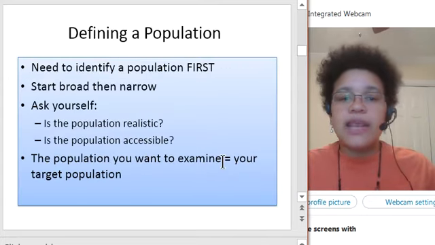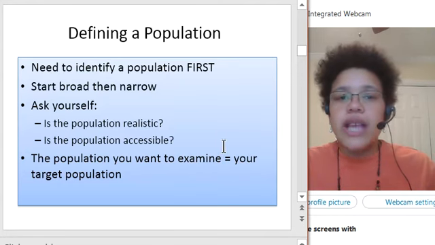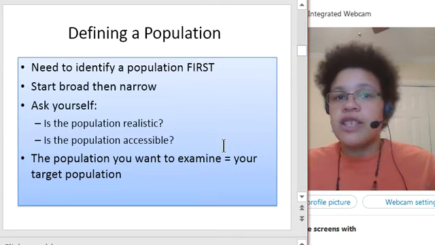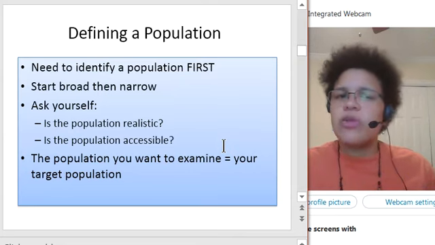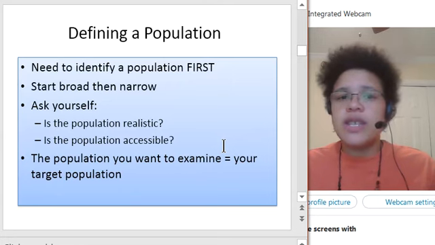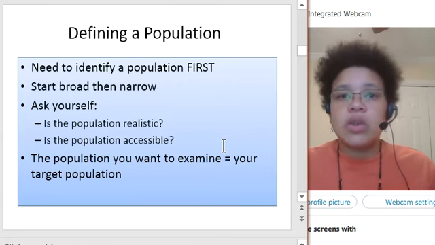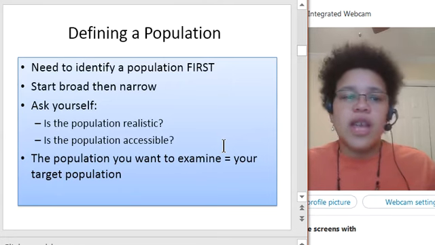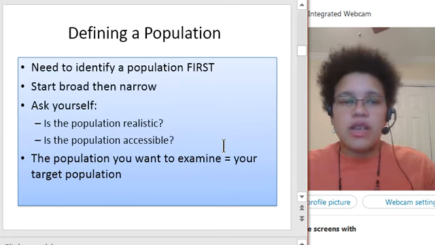So defining a population, that's the first thing you need to do. We start broad, then narrow down to maybe specifically who we're interested in. Maybe we're interested in all people with autism. But then, oh no, wait, really we're interested in kids with autism. No, wait, really we're interested in elementary school aged kids with autism. Okay, so starting broad and then narrowing.